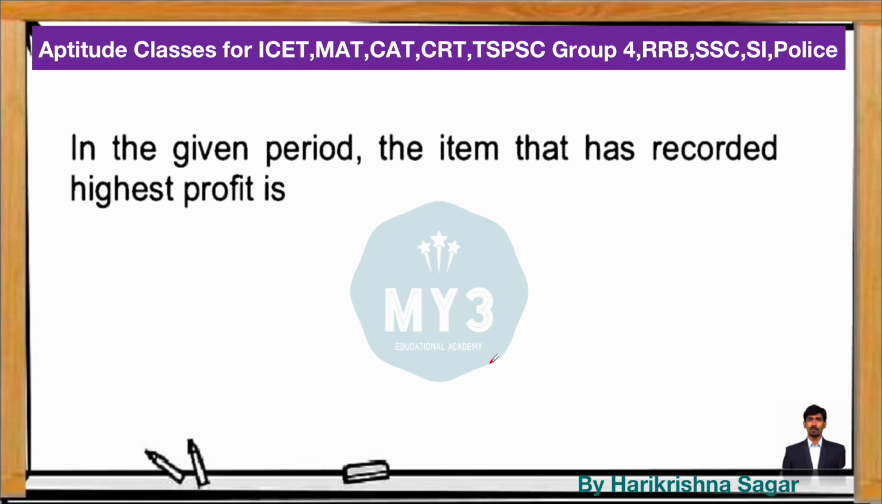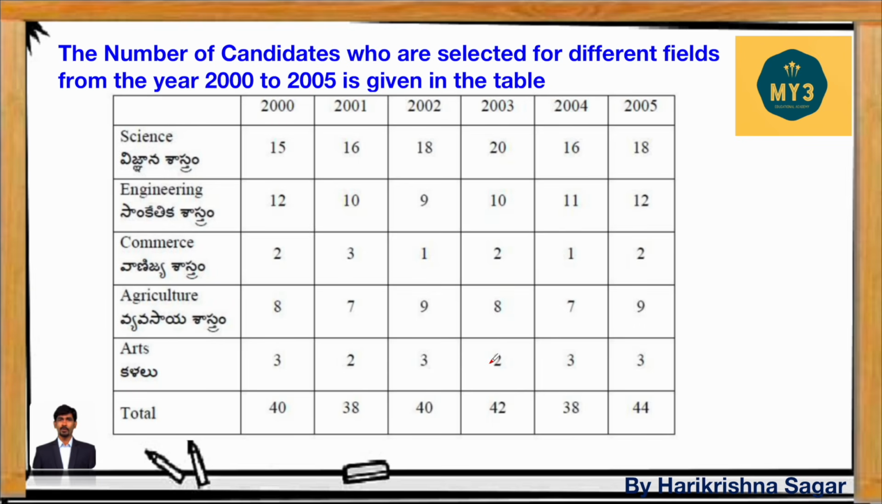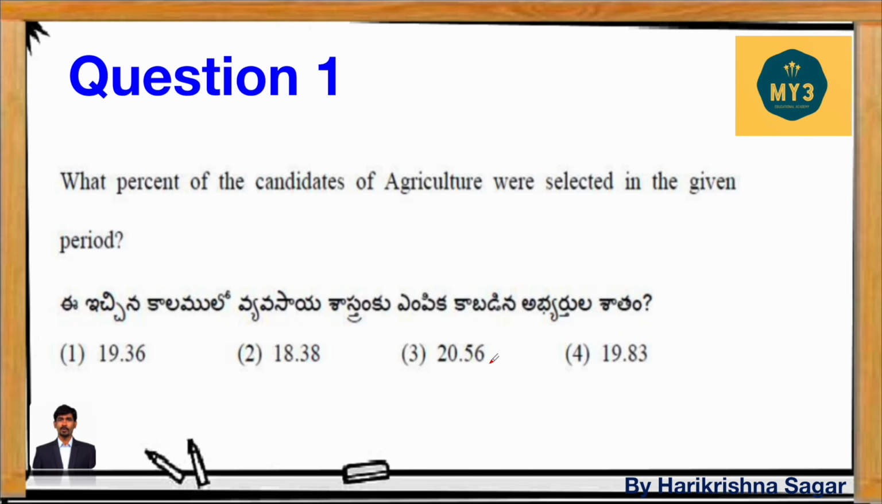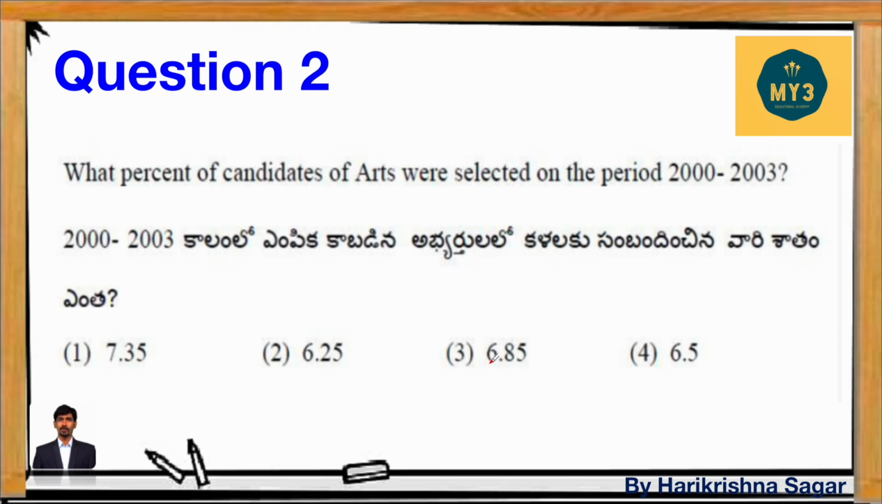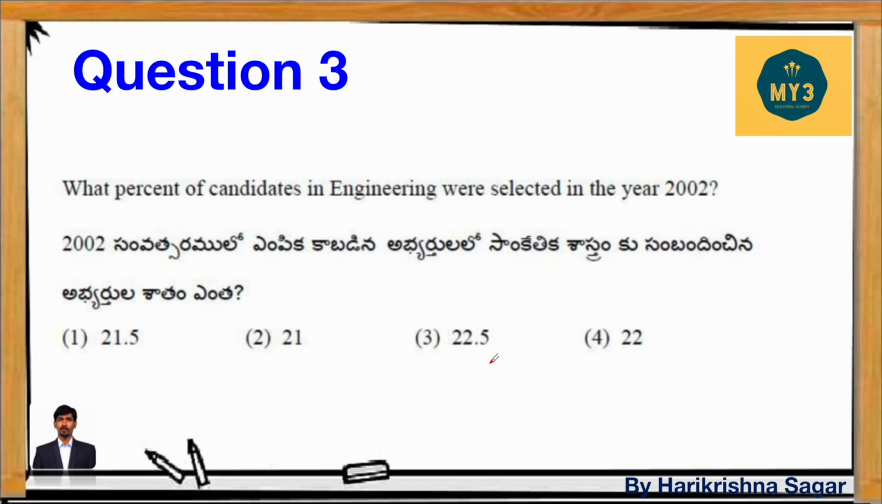And I am just giving some practice questions based on this. You can just observe this given table. You can observe the label and observe the table, and then solve practice question number 1, practice question number 2, practice question number 3. Solve these practice questions and comment your answers in the chat box.